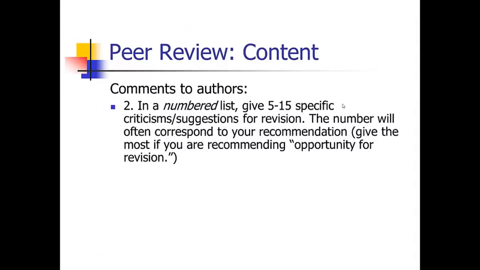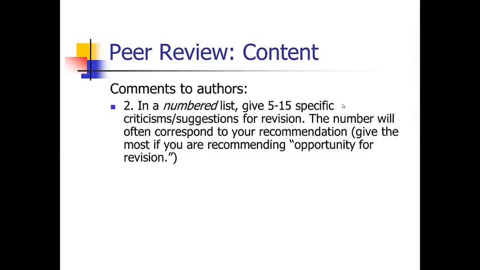So then you're going to start with that first paragraph, and then you're going to give a numbered list of specific criticisms. You've given an overview of the criticisms, now you're going to go into the specifics. I usually give somewhere between 5 to 15 specific criticisms.